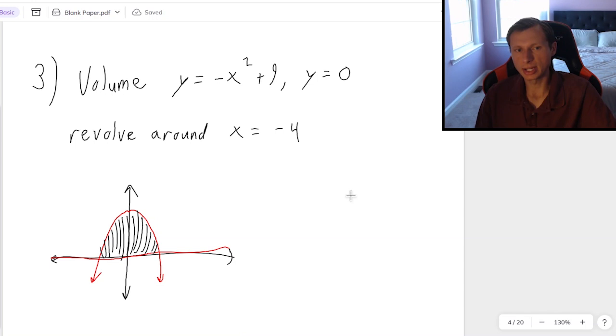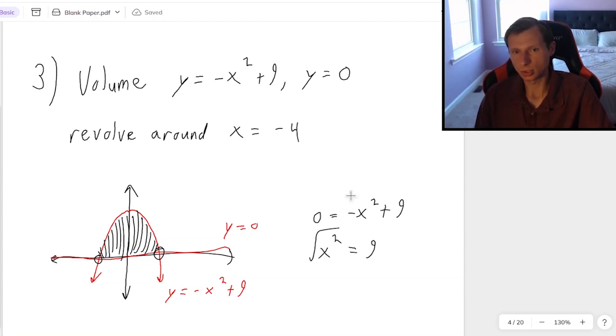And it's also a good idea to say what these 2 points are right here, because they are going to come up later. To find these points, I just have to set the functions equal to each other, negative x squared plus 9 and y equals 0. So in other words, 0 equals negative x squared plus 9, add x squared to both sides, and then take the square root. Don't forget plus or minus when we take square roots. So in other words, negative 3 on the left and positive 3 on the right, and that's it for the setup.